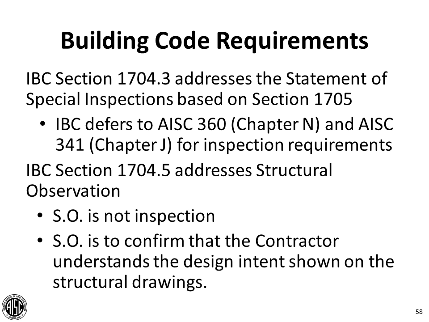Within Section 1704, it addresses basically the idea of inspection, and in Section 1704.3, it addresses the issue of special inspections. Now, the IBC makes it convenient, rather than imposing a whole set of separate requirements, basically defers to AISC 360 in Chapter N and AISC 341 Chapter J for the inspection requirements.